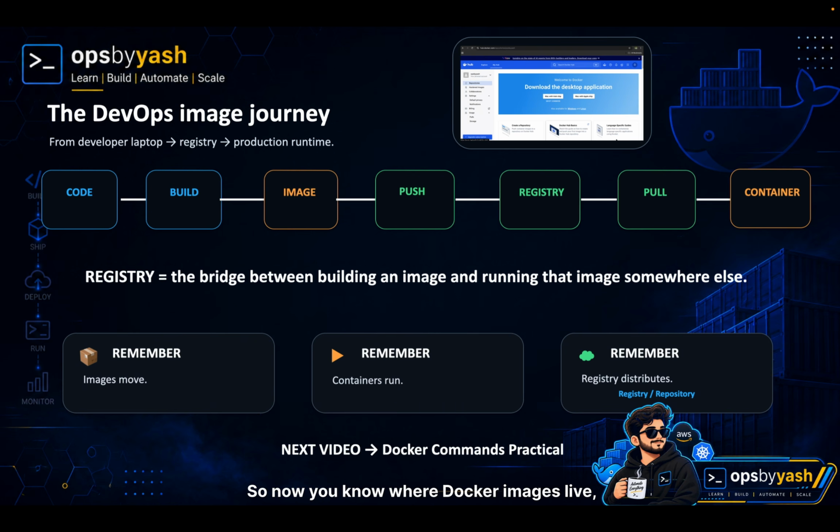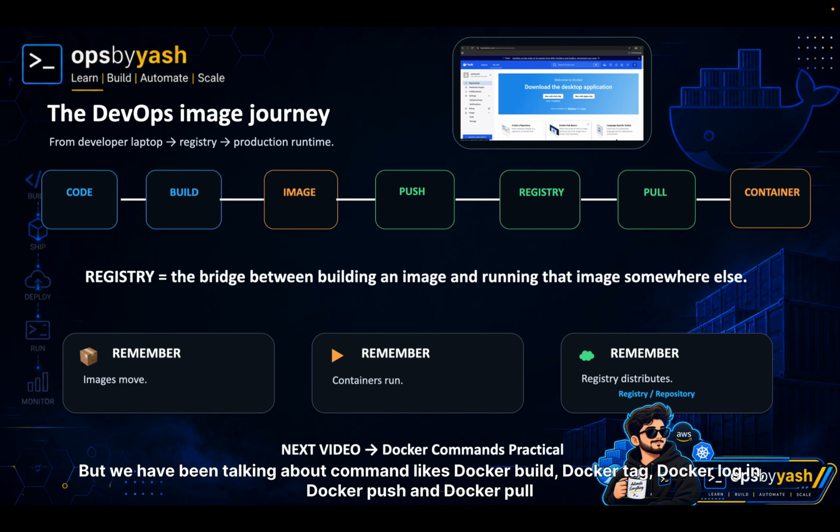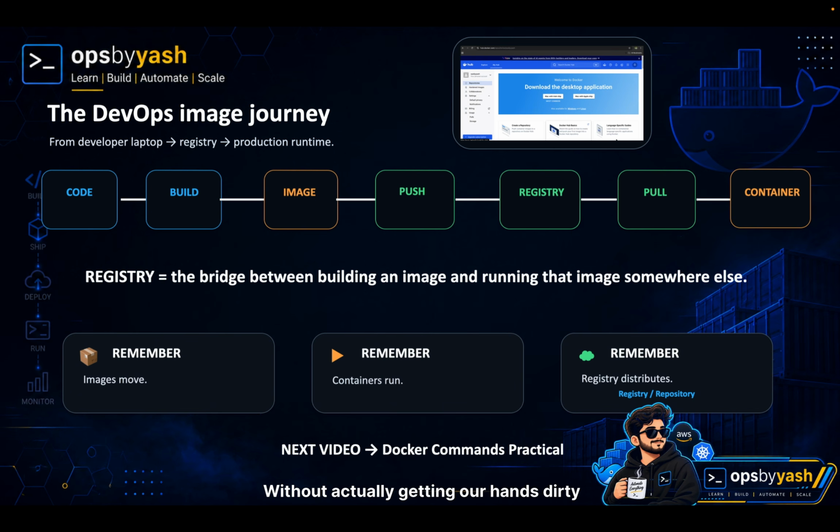So now you know where Docker images live, how they move between machines, what Docker Hub does, why companies use private registries, and how images travel from a developer's laptop all the way to production. But we have been talking about commands like docker build, docker tag, docker login, docker push, and docker pull without actually getting our hands dirty. And that's exactly what we are doing in the next video.